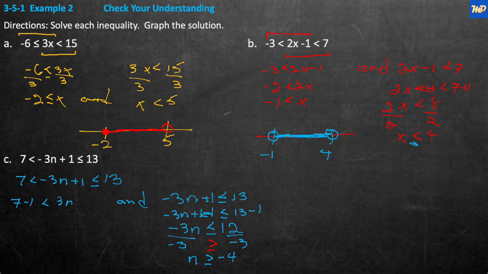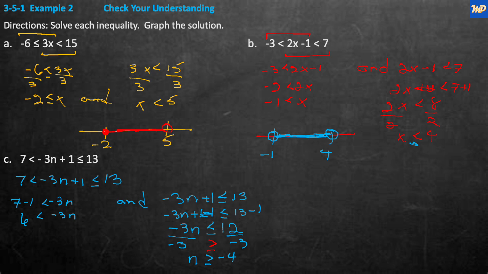This side we have the 7. What did we do? We have 7 is less than -3n, and did I write that out right? Oh, I already subtracted the 1. So 7 minus 1 is less than -3n. Okay? So this is going to be 6 is less than negative 3n.